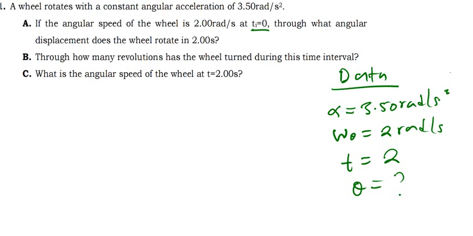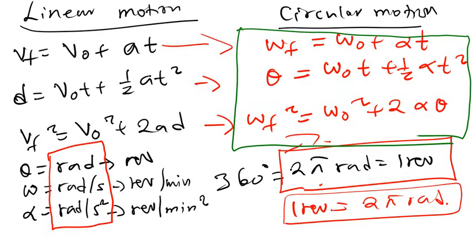Which formula do you think we are going to use? Using these three formulas here, which formula do you think is going to be the best for us to use? Oh, we have the time, right? We have the time. We don't have the final speed. Which formula can we use which requires us to find the displacement, but we don't need to plug in the final speed? Which one?